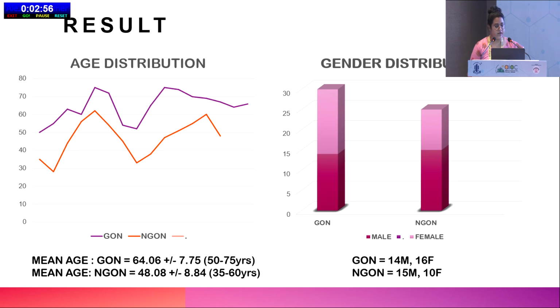So the results showed that the mean age distribution in the GON category was higher as compared to the NGON category, that is the 5th to 6th decade, whereas in NGON it was 3rd to 4th decade. And in our study, there were more female patients in the GON category and more male patients in the NGON category.